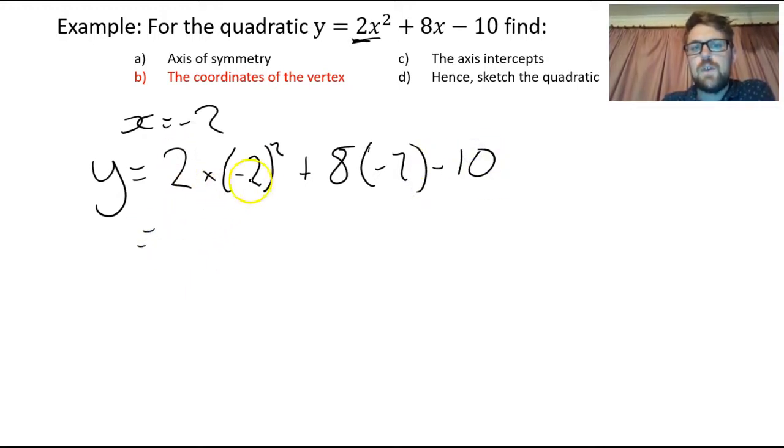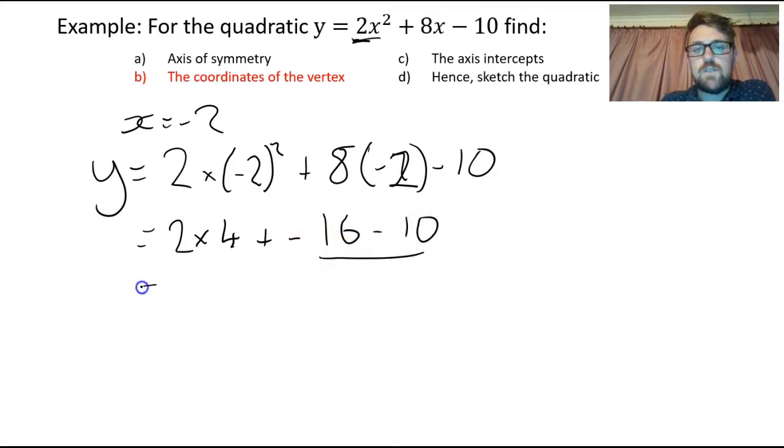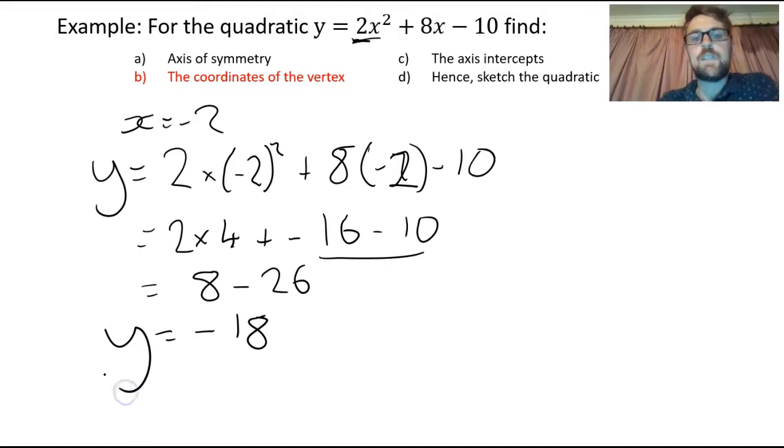Now I'm left with 2, minus 2 squared is 4, so 2 times 4 plus 8 times minus 2 is minus 16 minus 10. Okay, these two are going to make minus 26, and 2 times 4 is 8, so 8 minus 26 equals minus 18. Okay, and that's the y value. The x value was minus 2, so our coordinate for the vertex is (minus 2, minus 18).